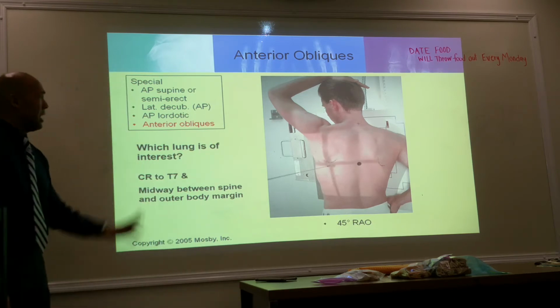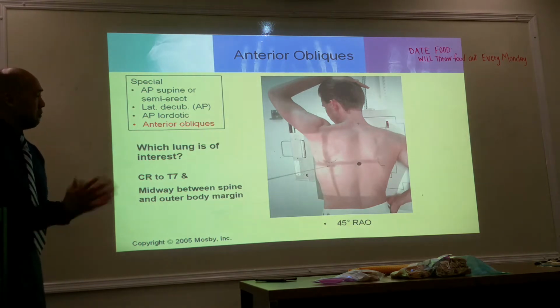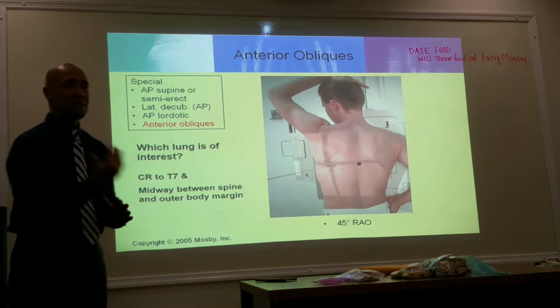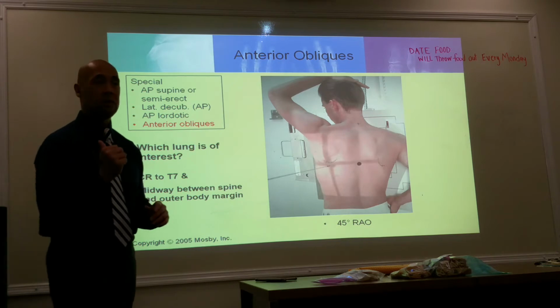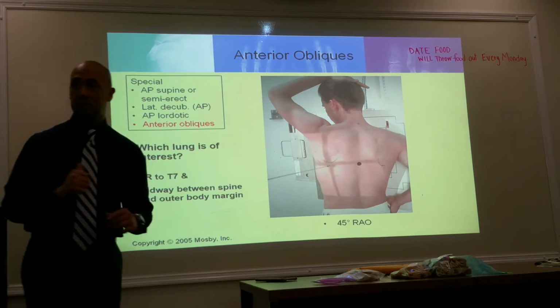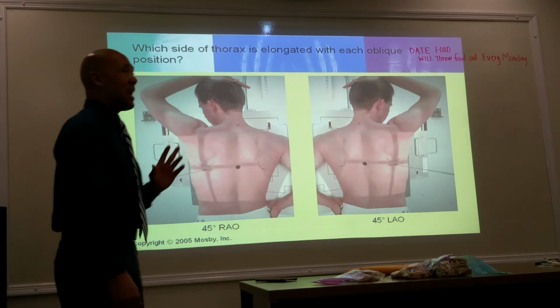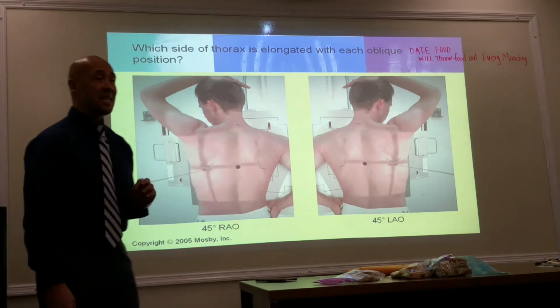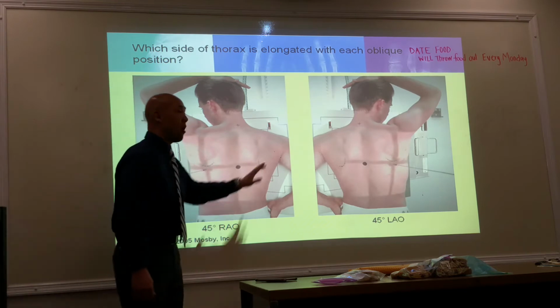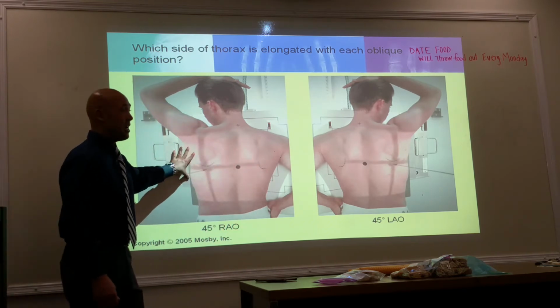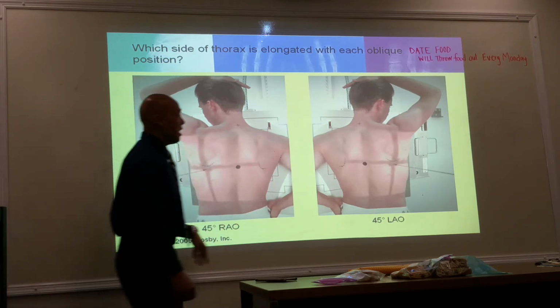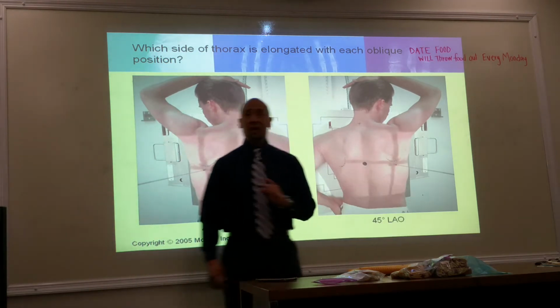Place the patient in 45-degree obliquity. We are looking at both sets of lungs. It's like a chest x-ray, but they're obliqued. So we're looking at both sets. Again, we are looking at the side furthest away in an anterior oblique. So if the patient was RAO, we're looking at the left side. If they were LAO, we're looking at the right side.